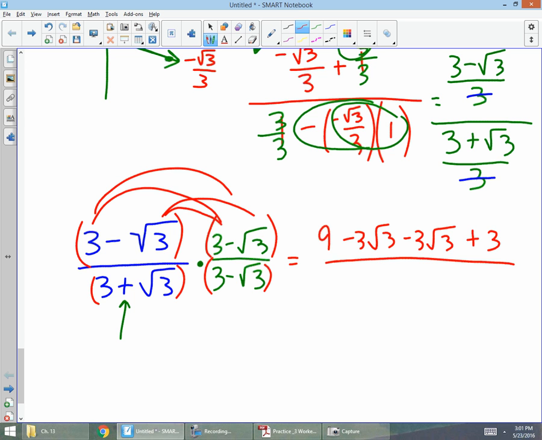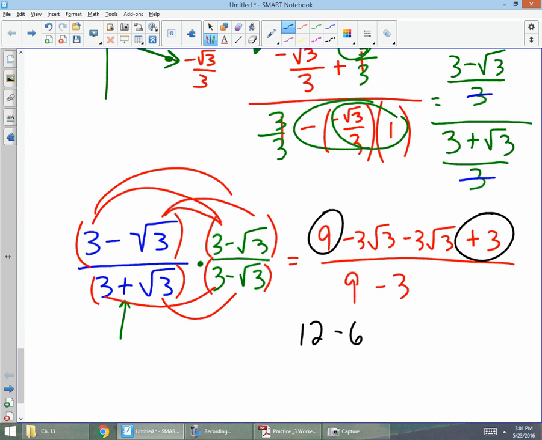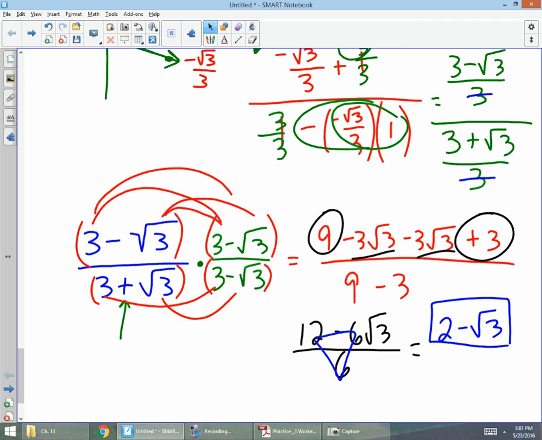plus 3 all over 9 minus 3. 12 minus 6, 9 plus 3 is 12, makes negative 6 square root of 3 all over 6, leaving behind 2 minus the square root of 3. And you're finished. That is everything that you'll need to know for this assessment.